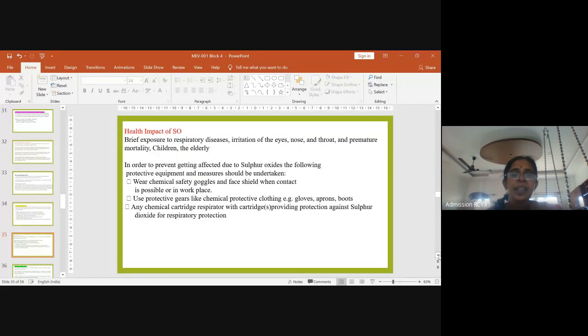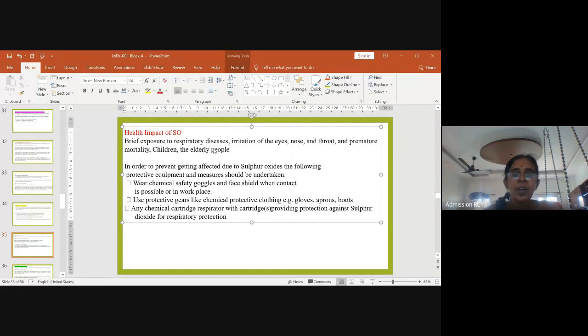So, what is the health impact of sulfur oxide? When sulfur oxide enters the atmosphere, it enters human beings through the lungs by inhalation, and it causes respiratory diseases, irritation of the eyes, nose, and throat, and premature mortality in children as well as the elderly people.